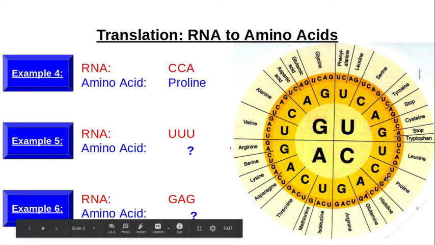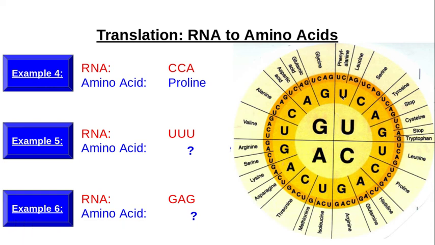For the RNA UUU, we start in the middle, we work our way up to the next level, to the next level, and we have phenylalanine. So U gives us phenylalanine. And for example 6, GAG, we have to start in the quadrant with G, move to the next level A, and then to G, which gives us glutamic acid.